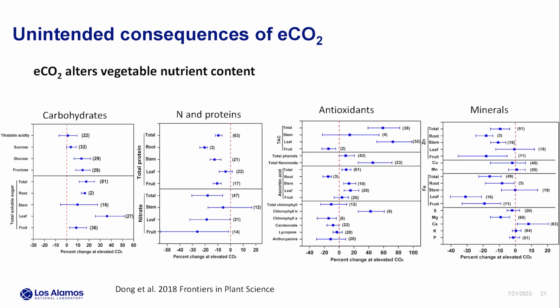Then more unintended consequences. When people have been doing this in the greenhouses, what we see is that elevated CO2 alters vegetable nutrient content. Basically the plants will start having more carbon and less nitrogen. It changes their antioxidants and it changes their minerals. Basically it reduces the mineral contents, so your food becomes less rich in minerals. It depends on which crop and how you do it, again, but that is the general trend.